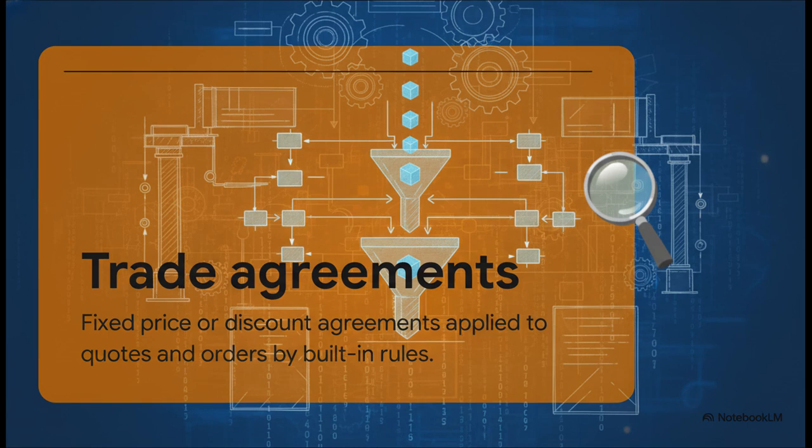Let's establish our baseline. You already know trade agreements aren't just simple lists of prices or generic discounts. Think of them as strict architectural rules. They are essentially a highly structured filtering engine built directly into the system to determine the exact valid price applied to your quotes, your orders, and your invoices.